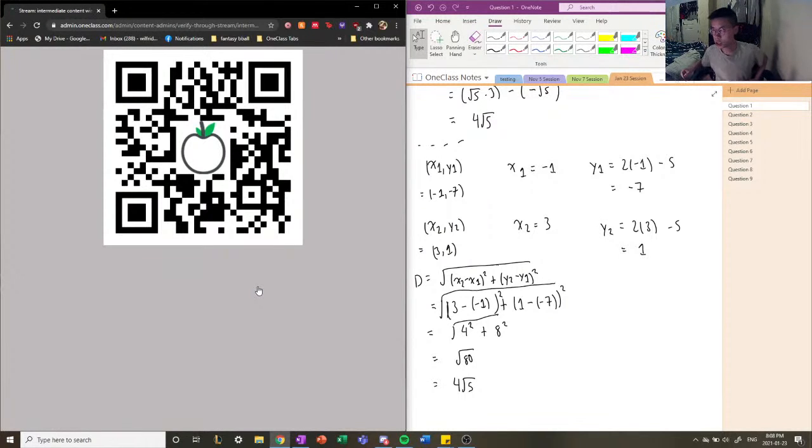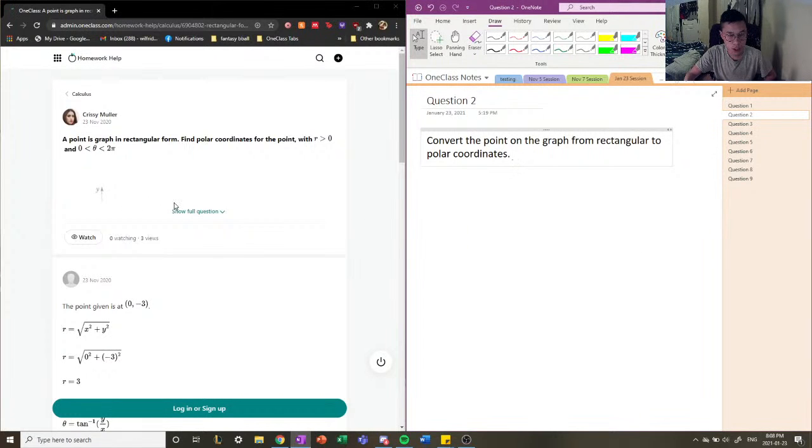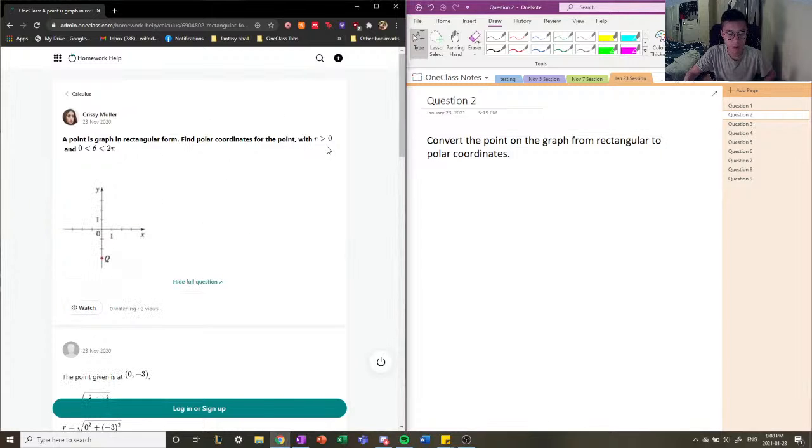All right, so we're going to move on to the next question. The next question reads, convert the point on the graph from rectangular to polar coordinates, with r greater than 0 and theta being from 0 to 2 pi.